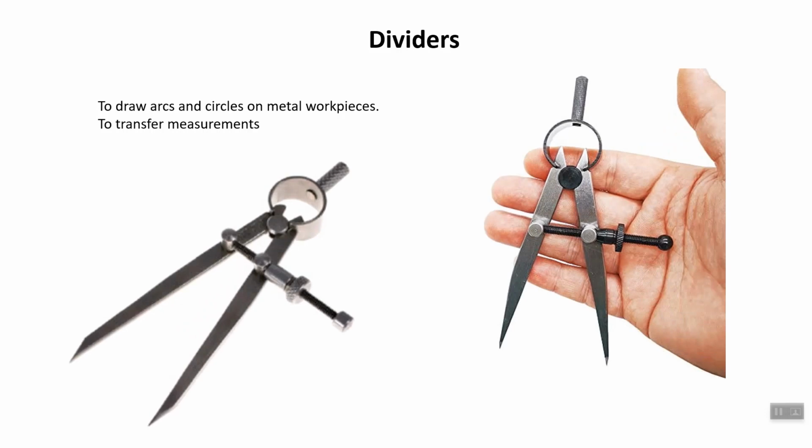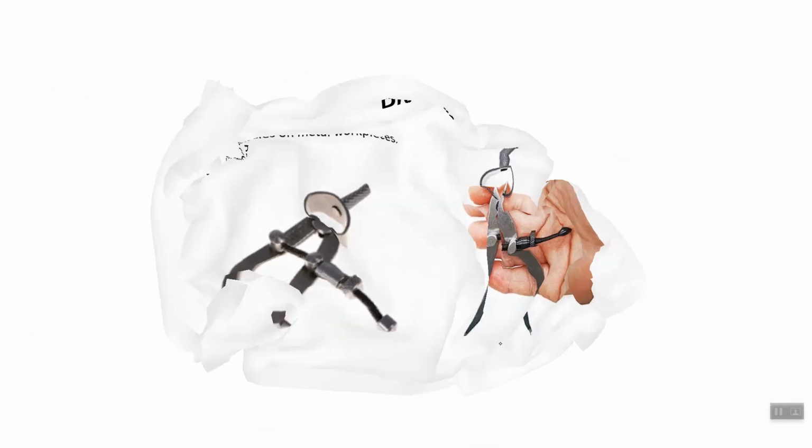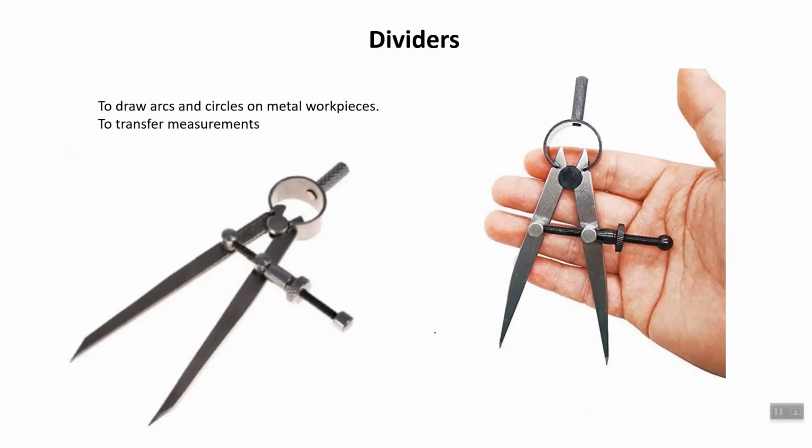So this is a divider. It has two sharp ends instead of a pencil, here and here, which are used to scratch the metal materials. It is not used on wood because it will damage the wood.